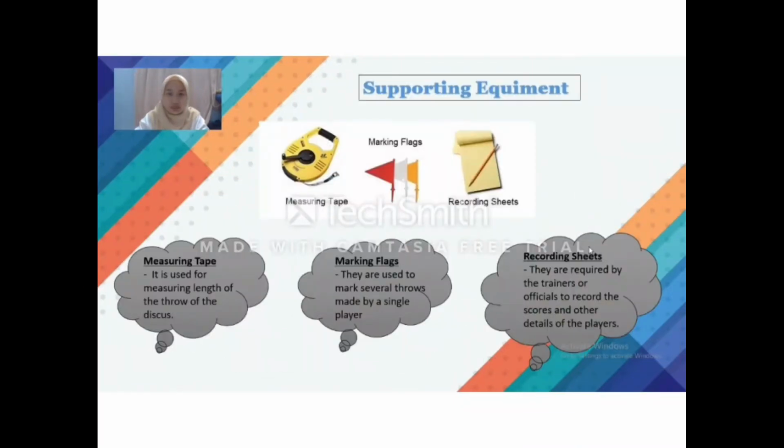This slide is about supporting equipment. A measuring tape is used for measuring the length of the throw of the discus. The second one is the marking flag. They are used to mark several throws made by a single player. The last one is the recording sheet. They are required by the trainer or official to record the score and other details of the player.